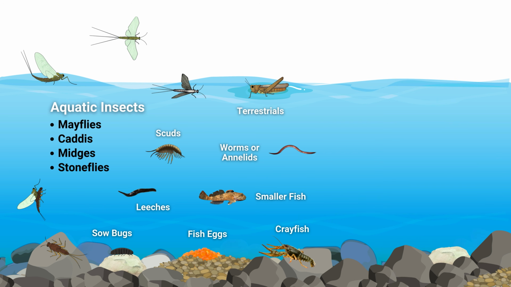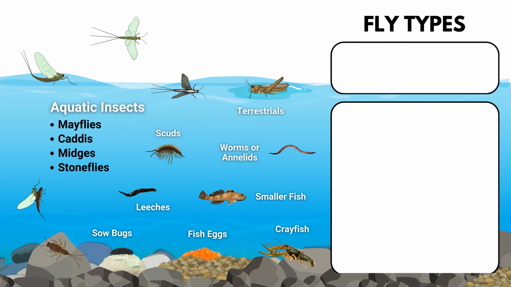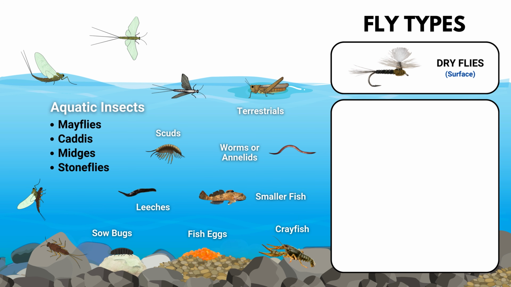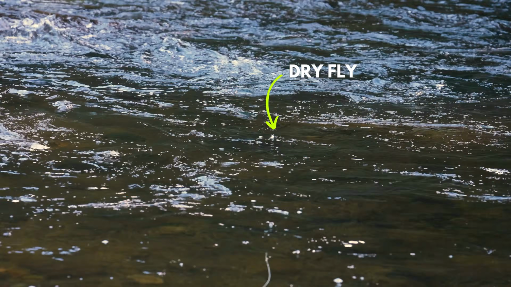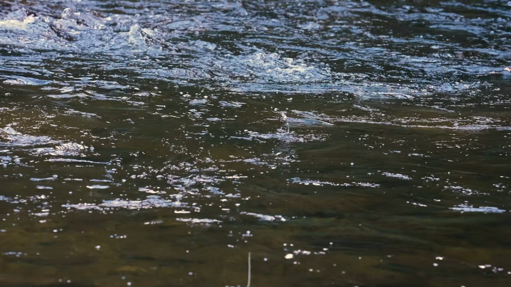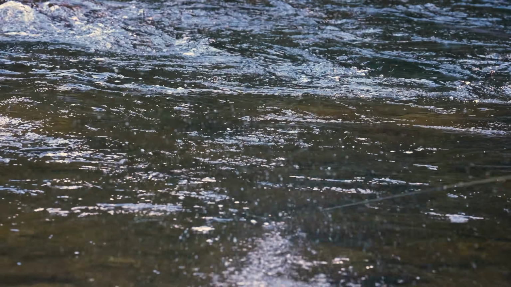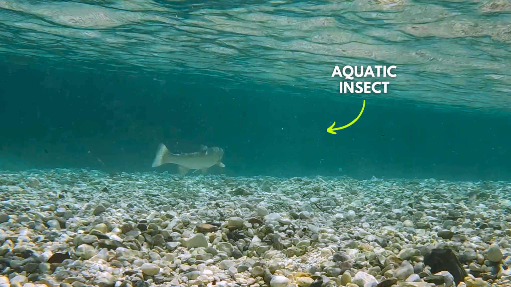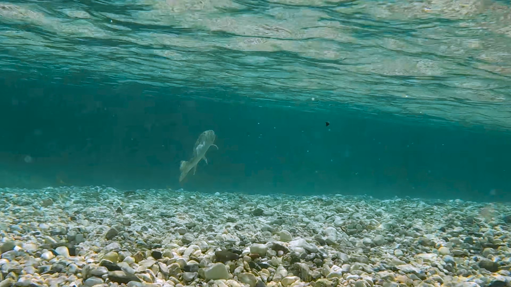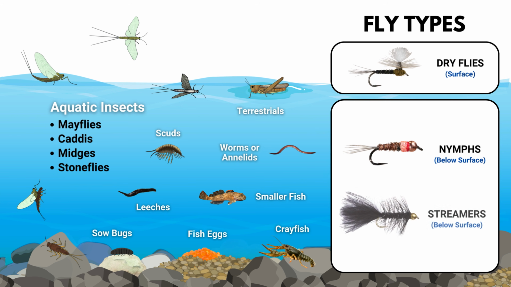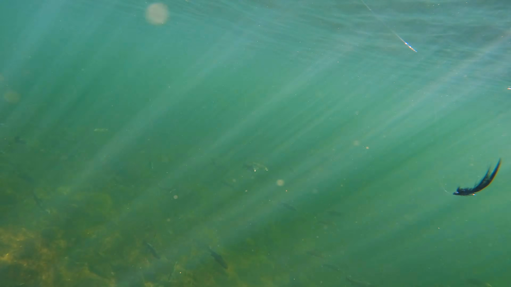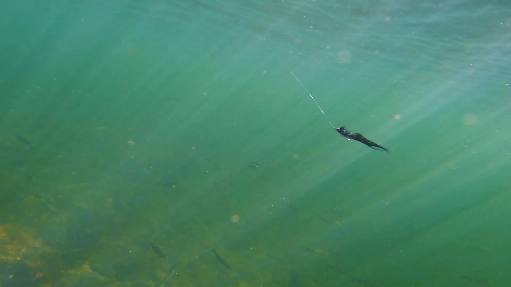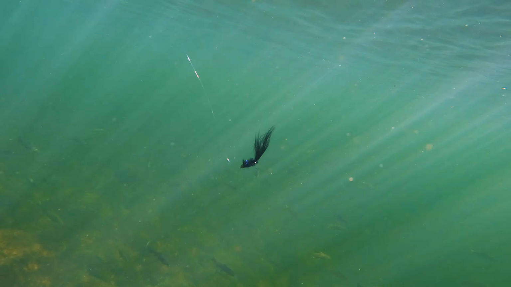These are categorized by their function and where they're fished in the water column. Dries float on the water's surface, imitating adult aquatic insects and terrestrials. These are best used when fish are rising to feed on the surface. Nymphs drift below the surface, imitating immature aquatic insects, scuds, sow-bugs, worms, or eggs. These represent the majority of a trout's diet. Streamers imitate bait fish, leeches, and larger prey like crayfish. These are usually fished actively with retrieves and swings, giving them lifelike movement.